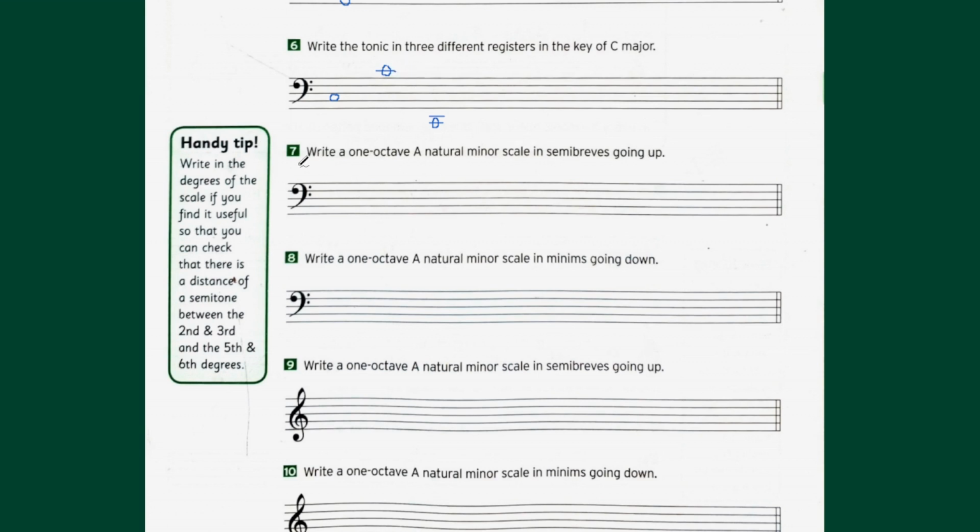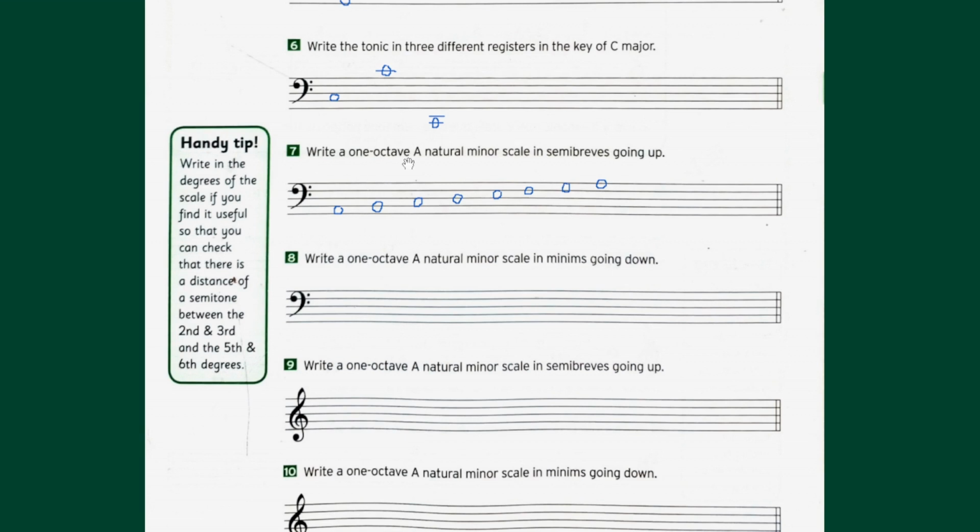Okay, let's take a look at number 7. Write 1 octave A natural minor scale in semibreves going up. So let's start from the lowest A, since we have to go up, and we write 8 notes like a ladder: A, B, C, D, E, F, G, and I can end on the A on the 5th line. So I have 8 notes if I count up.